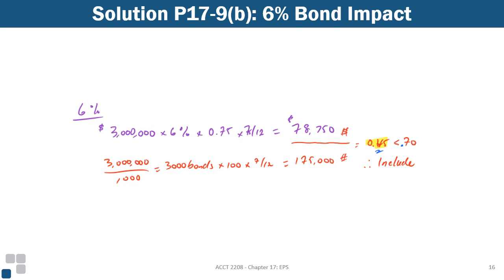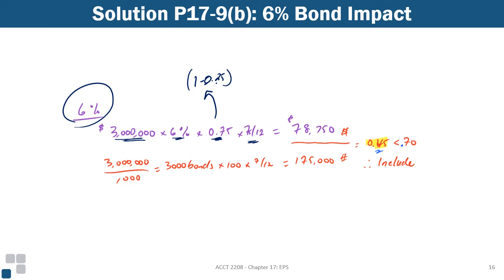All right, so now we're going to look at the 6% bonds. I'll just use a different color pen here. There are $3 million of these 6% bonds. So that means that the interest would be 6% of $3 million times 0.75. Remember, this is 1 minus 0.25, that's the after-tax rate, times 7 over 12.